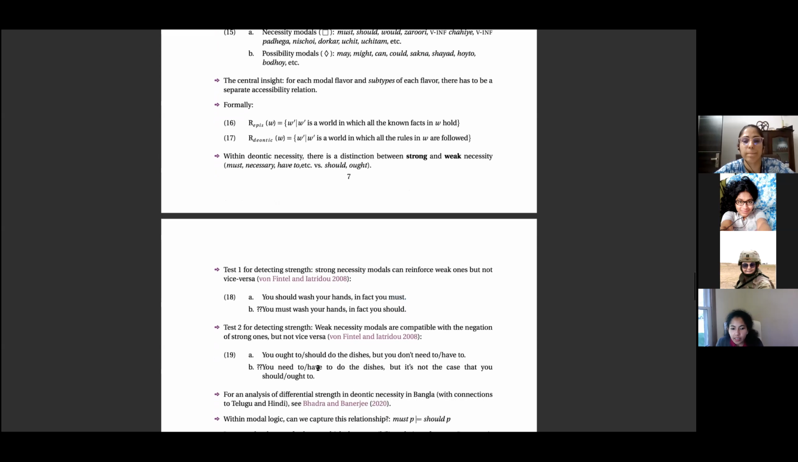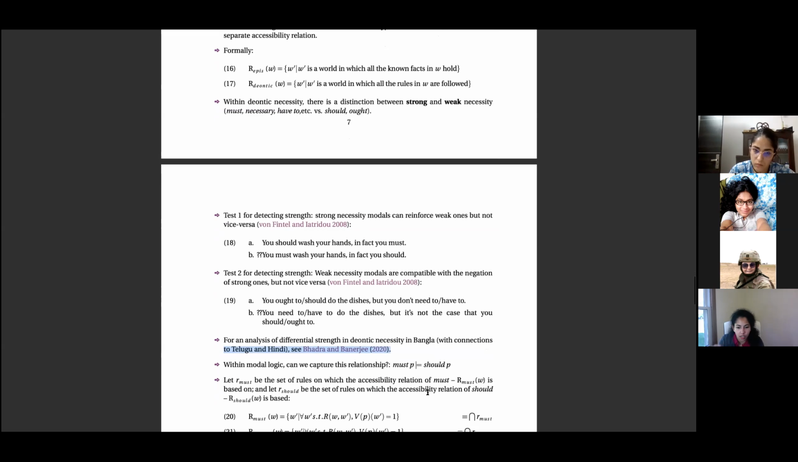So these are your standard tests to detect strengths. And if you want to look at some thoughts on deontic necessity in Bangla and some connections in Hindi and Telugu to some extent, there is some recent work with Orko Banerjee, who I believe is here in the audience. We presented that at Sinung Badaratam recently. So I have the handout link if you want to look at it.